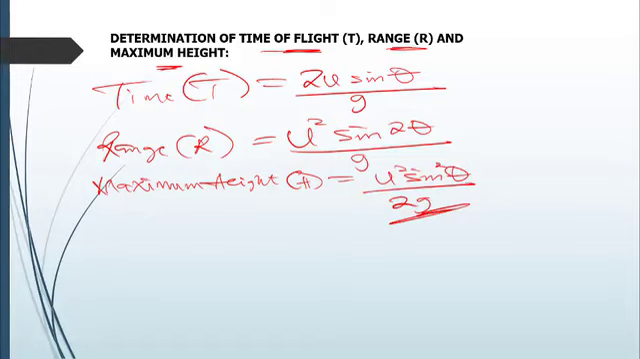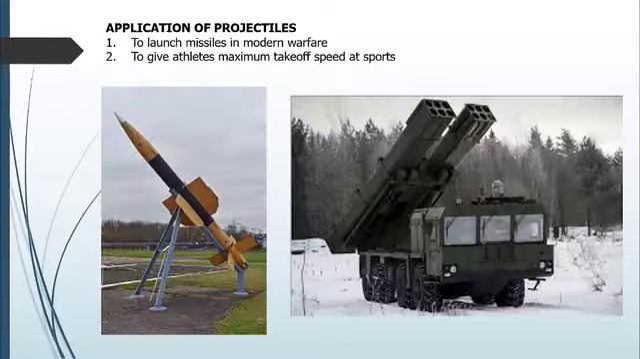So these are the formulas that we use. But sometimes too, when we have our maximum range, it is given by u squared over g as well. So at any point in time, use any of these formulas to find the time, the range, maximum height, and maximum range as well.